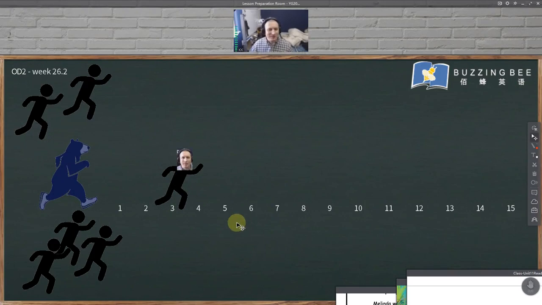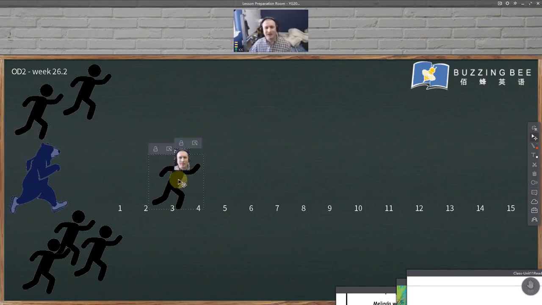The students don't want to be eaten by the bear. That would be somewhat humiliating for them. Although the goal is not to threaten or humiliate, it's to have fun.